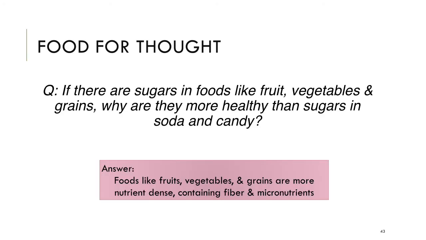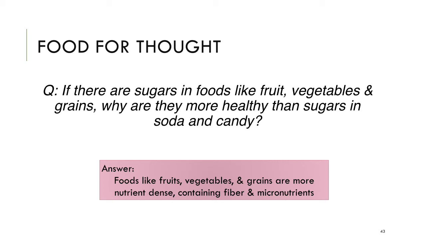Now, a lot of people ask, yes, there are natural sugars present in fruits, vegetables, and grains. Chemically, sugars are sugars. Sucrose is sucrose. Glucose is glucose. But why are they healthier than sugars in soda and candy?